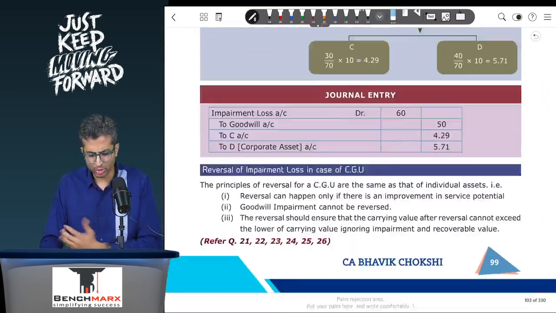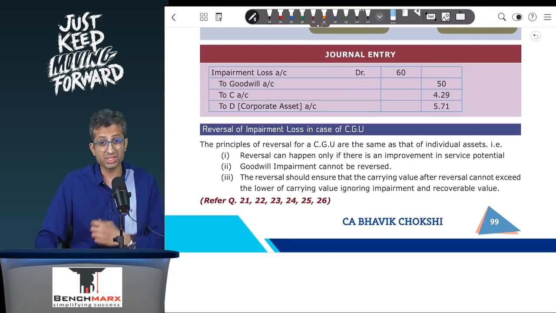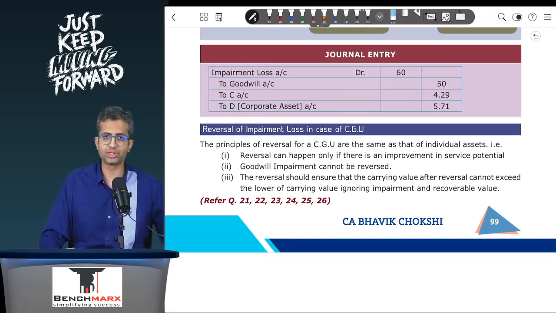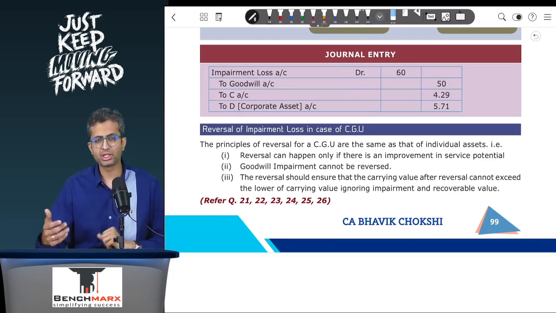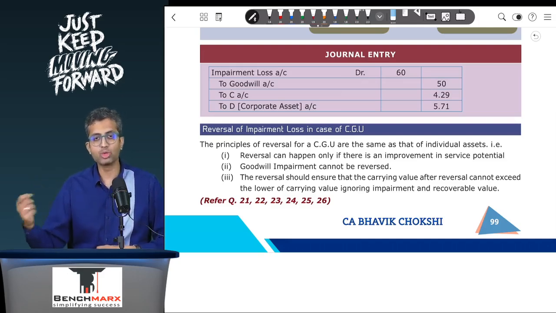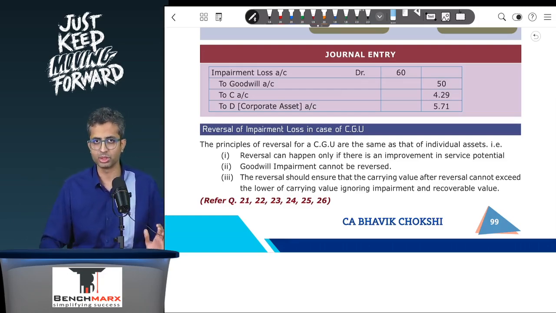There's an example over here that is discussed. Then you have reversal of impairment loss for a cash generating unit. You will follow the same principles. Reversal can happen only if there's an improvement in service potential, and there is no reversal of impairment possible in case of goodwill. Again, after the reversal, you should ensure that the value cannot exceed the carrying value of the individual assets had there been no impairment, or recoverable value, whichever is lower.